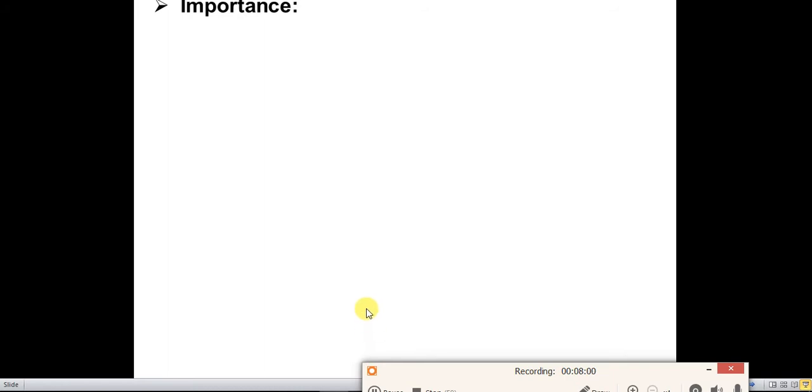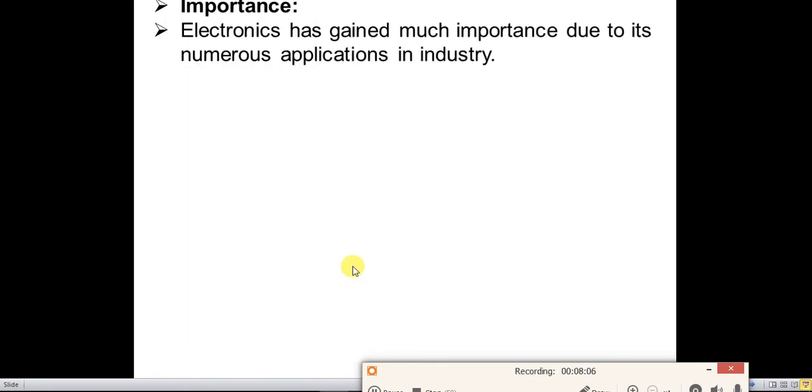Now, what is the importance of electronics? Electronics is very important and it finds numerous applications in industries, in medical fields, in defense, in automobile sectors, in every field, in communications, in medicine, everywhere. Now, we will see one by one its importance.